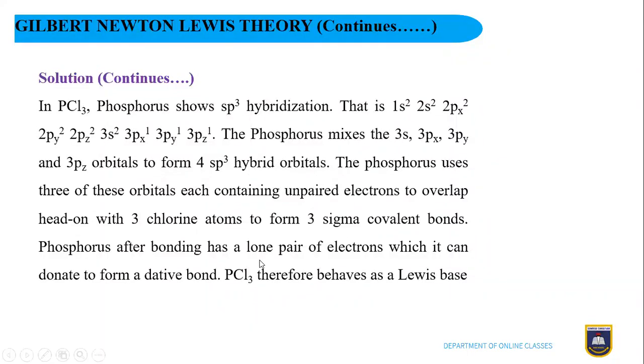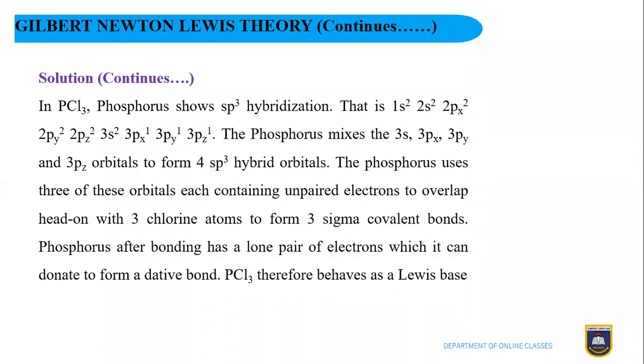Phosphorus, after bonding, has a lone pair of electrons, which it can donate to form a dative bond. So it uses 3 to form a sigma bond with each of the 3 chlorine atoms that surround it. Then there will be 1 left. There will be 1 sp3 hybrid orbital left, because 4 of them are formed, and it contains the lone pair.